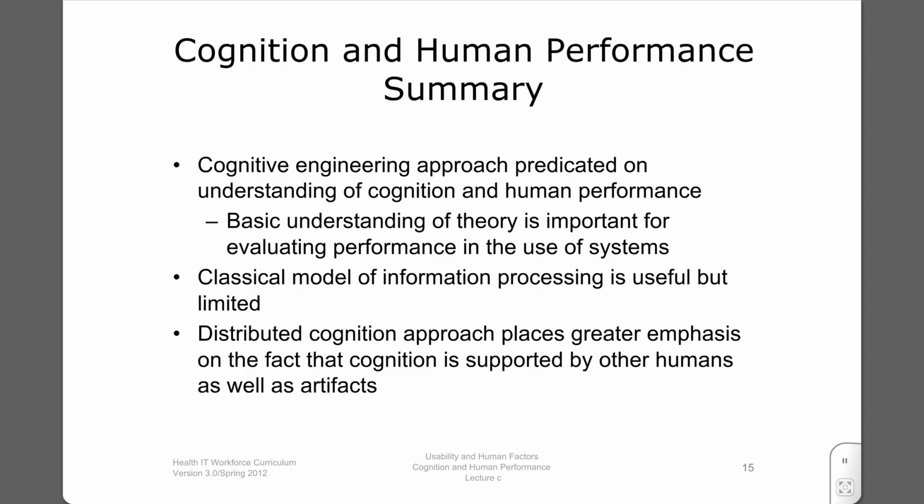The lectures in this series introduce cognitive theory in relation to a cognitive engineering approach to human-computer interaction and human factors. We considered a classical model of information processing and introduced different ways to understand knowledge. The concept of mental models is particularly important. In recent years, a distributed cognition approach has emerged as an alternative to the classical model of information processing.